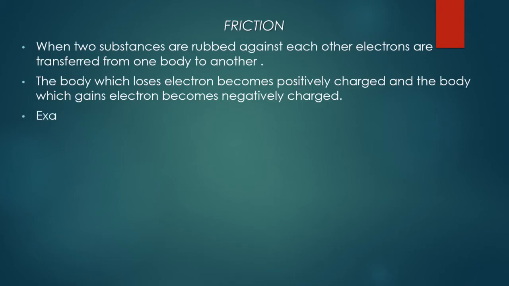Example, when a glass rod is rubbed with silk cloth. So if a glass rod is rubbed with silk cloth, the glass rod acquires positive charge and the silk cloth is negatively charged. Okay, so remember this.